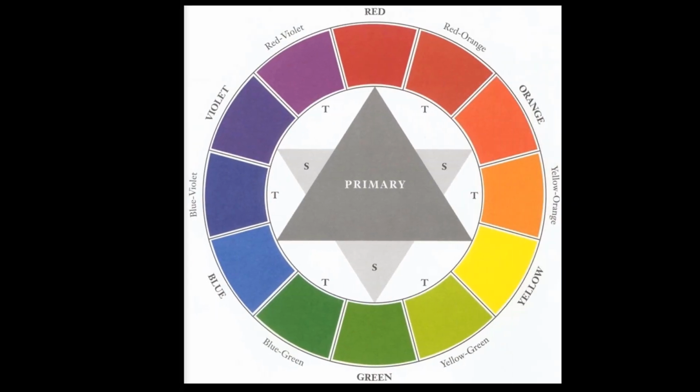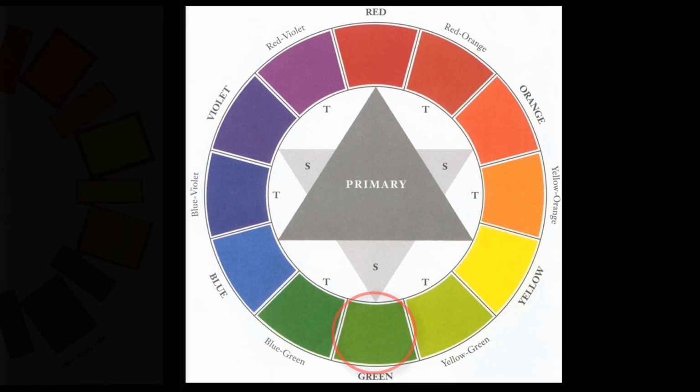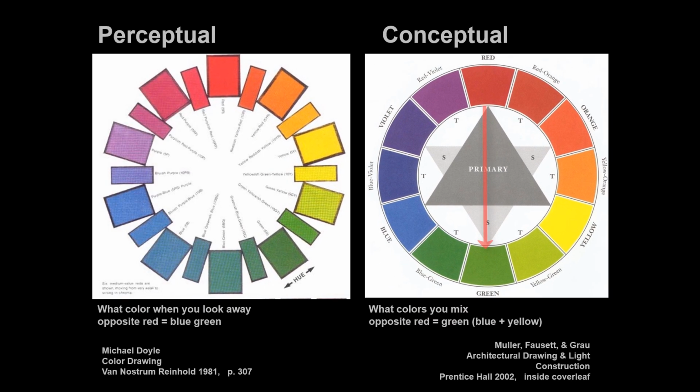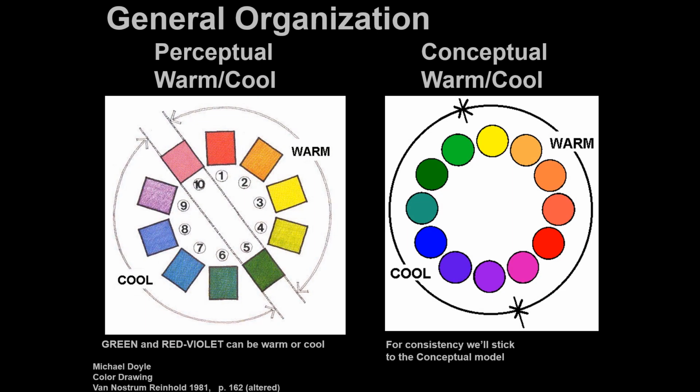The conceptual one is what you mix to get the other colors. So for example, for the opposite of red, you mix the colors equally apart, which are blue and yellow, to get green. So the opposite of red is green. Whereas the opposite of red in the perceptual is more like a blue-green, because that's what you'd see when you look away.